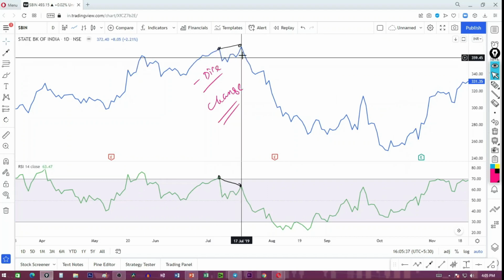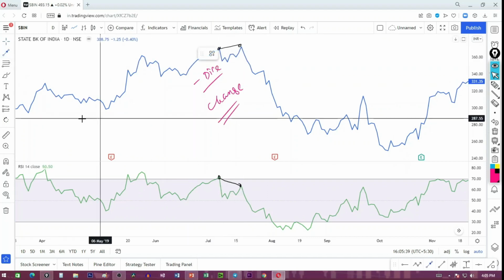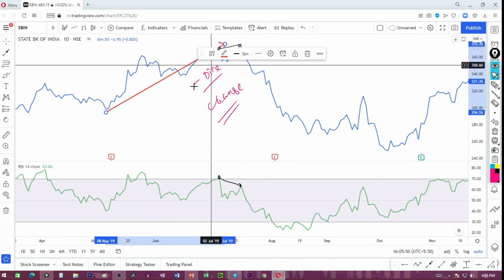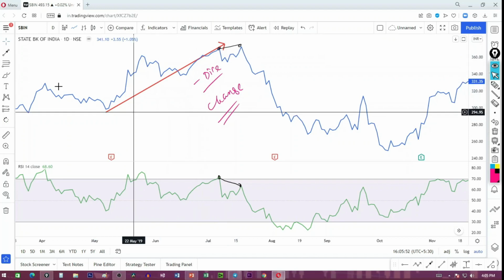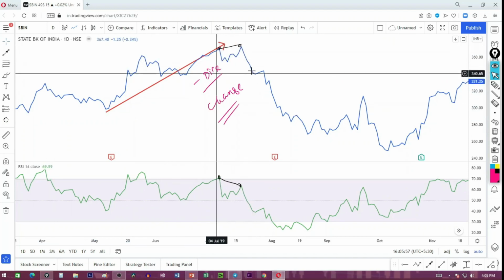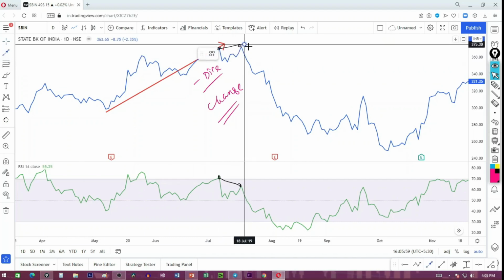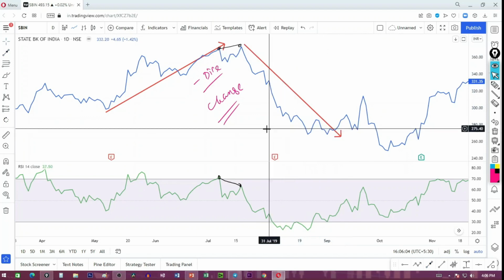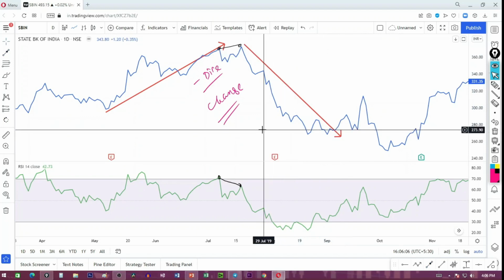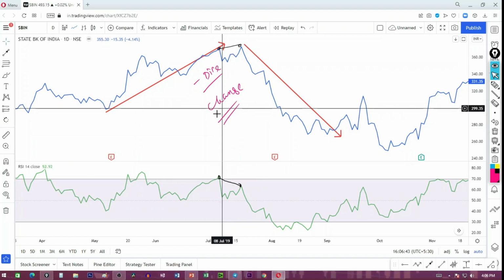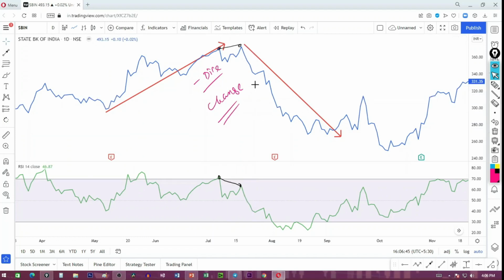Before this negative classical divergence, price of State Bank is rise up. So this is a clear uptrend, and after the negative classical divergence, this trend totally change and price come down, or sharp fall seen in price of State Bank. So we can say some classical negative divergence can change the trend and some cannot change the trend.